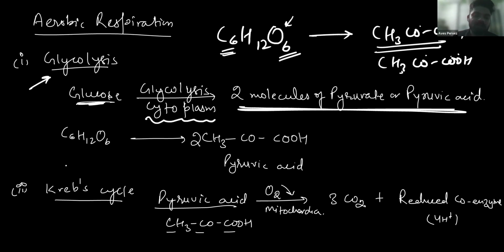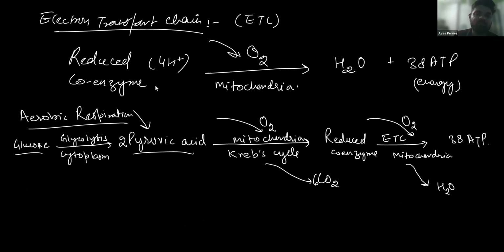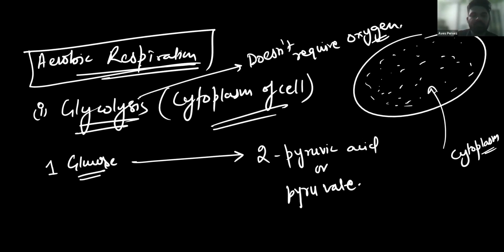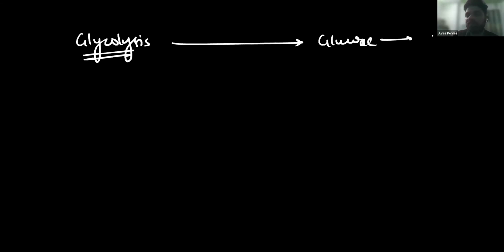Now the other step is when the pyruvic acid, here we have done glycolysis. In glycolysis, we have converted glucose into pyruvic acid. We have done this one. This is the first step.